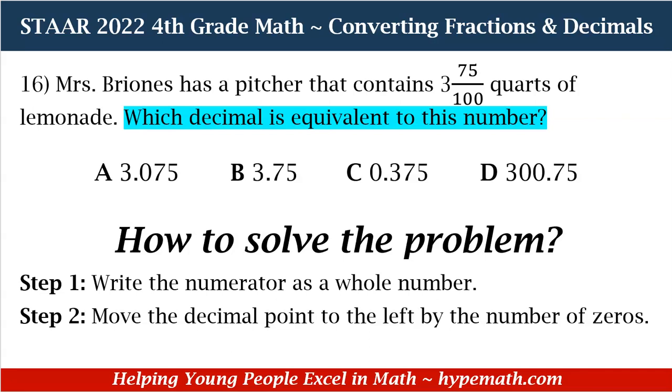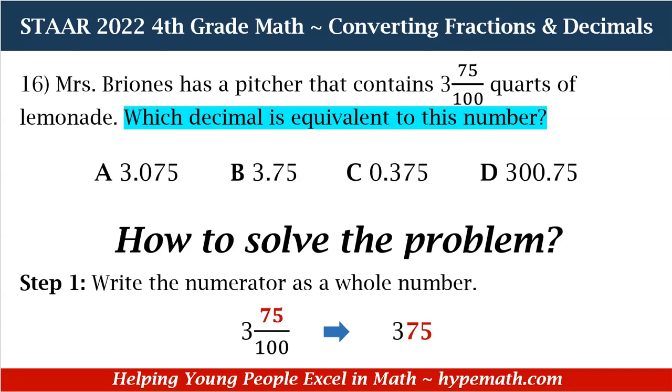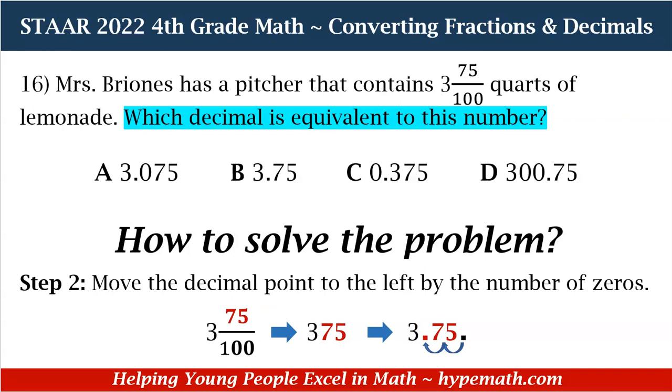Step 1, we're going to write the numerator as a whole number. And step 2, move the decimal point to the left by the number of zeros. So let's dive in and do that now. Step 1, we said we need to write the numerator as a whole number, and that's what we did. And you see we have 3 as a whole number as well, so we write that as well, 375. And then step 2, what we're going to do is move our decimal point 2 places to the left. Why is that? Because we have 2 zeros in our denominator.